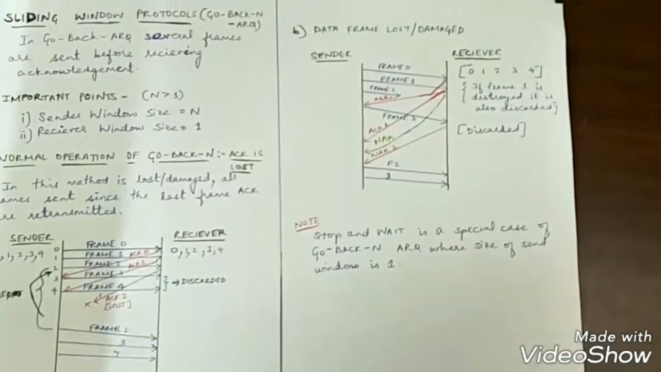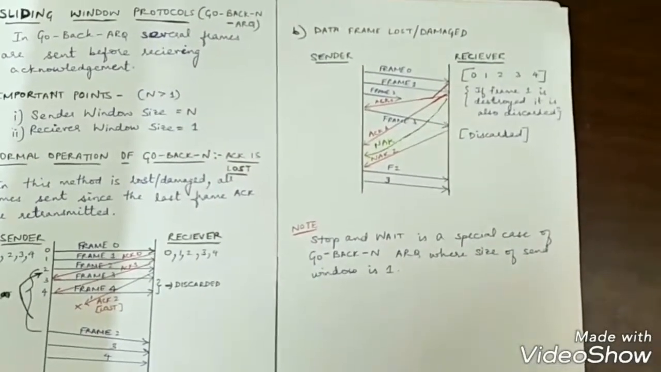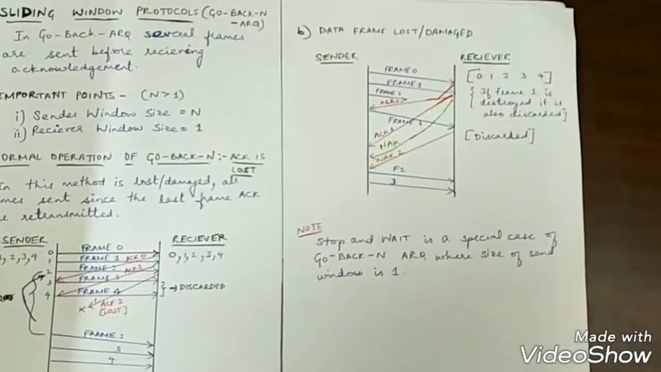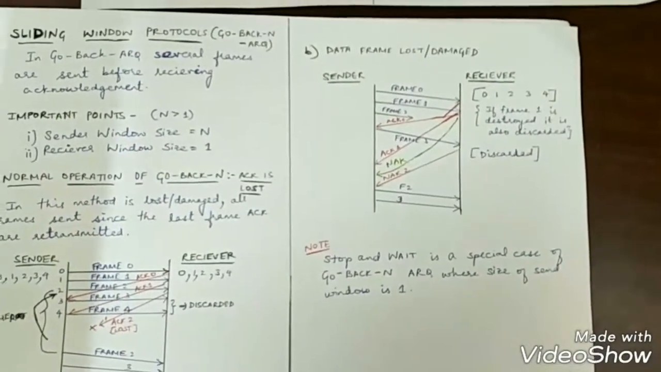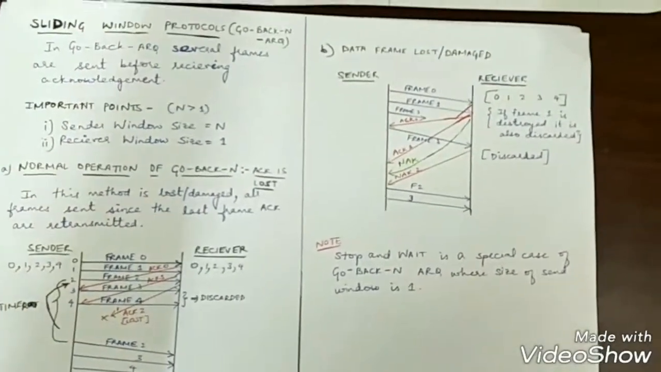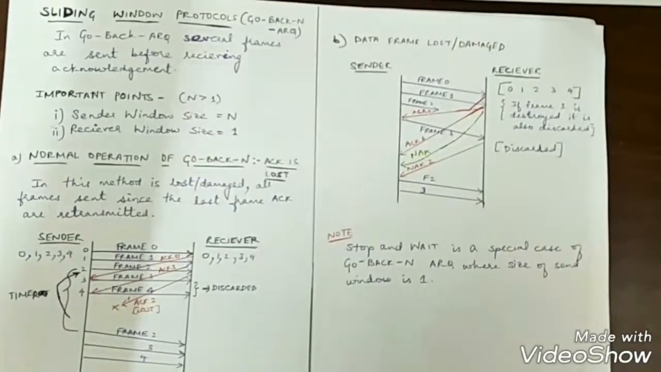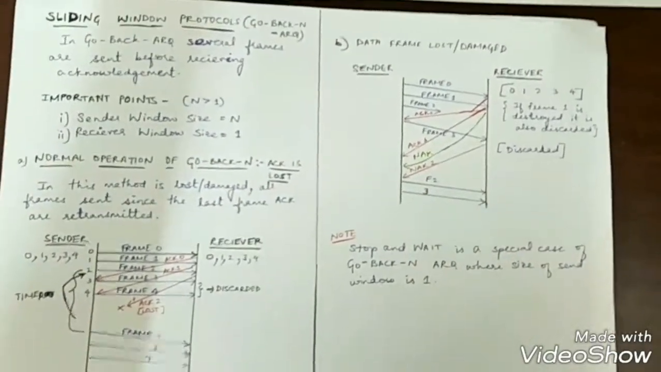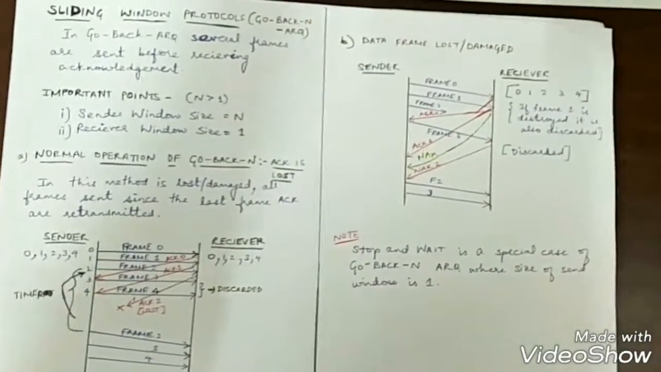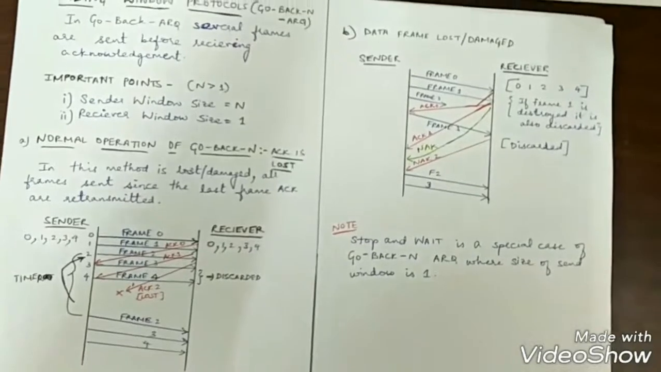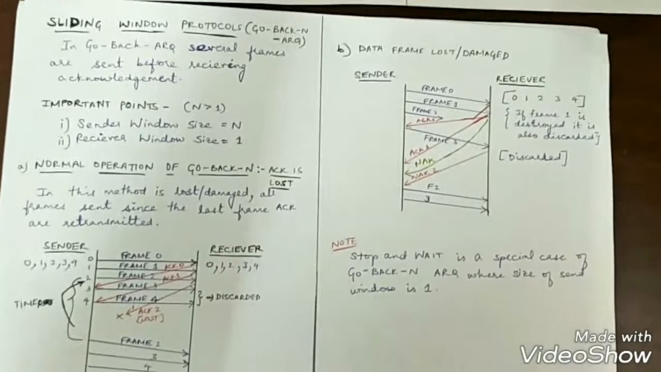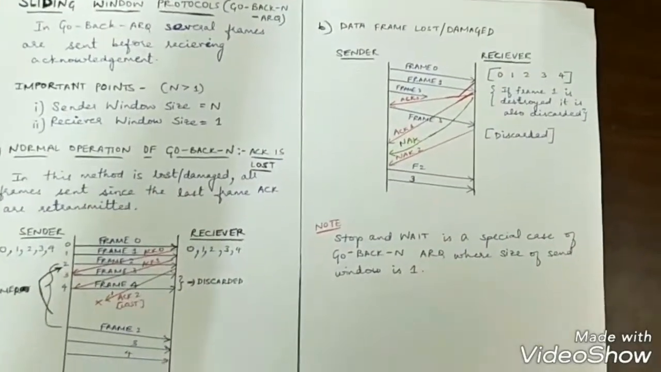Now let's see what happens when the data frame is lost or damaged. So here frames 0 and 1 are sent to the receiver and frame 2 gets lost in the process. And frame 3 is also sent. Acknowledgement 1 and 0 are received. So we can see frame 2 is lost and the receiver has received frames 0 and 1.